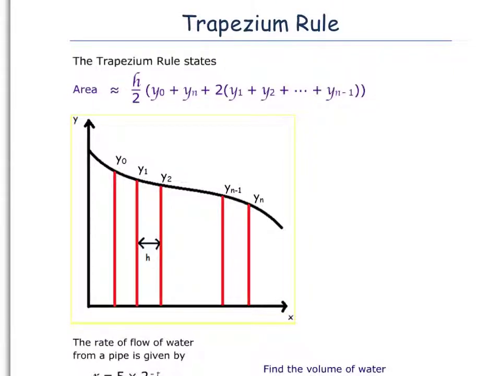Trapezium rule. Now, the trapezium rule is a way of finding an estimate for the area underneath a curve. We've already looked at finding the area underneath a curve using integration in Core 2. But now we're going to look at finding the area underneath a curve using the trapezium rule. This is only going to give us an estimate for the value of the area underneath a curve.